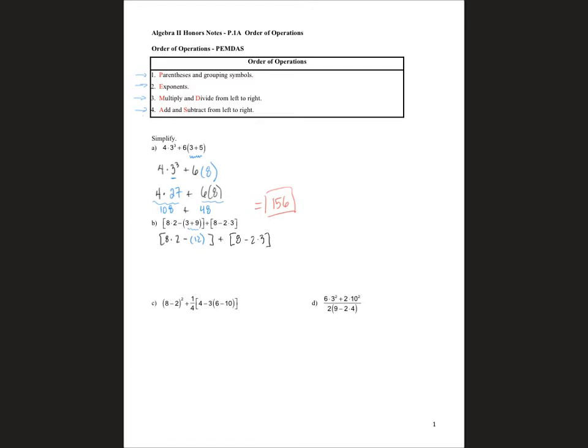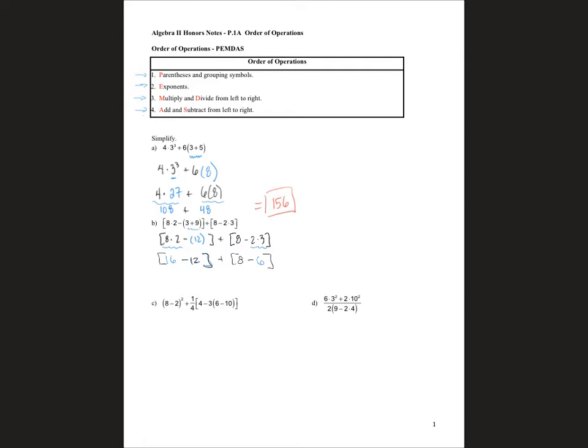Then the next step using the order of operations would be the multiplication. So I'm going to perform this multiplication as well as this multiplication. So that's going to give me 16 minus 12 in the first bracket. Plus 8 minus, performing that multiplication, 6.